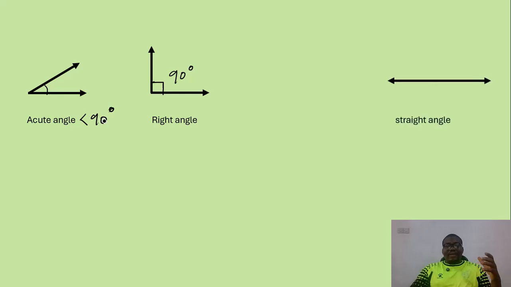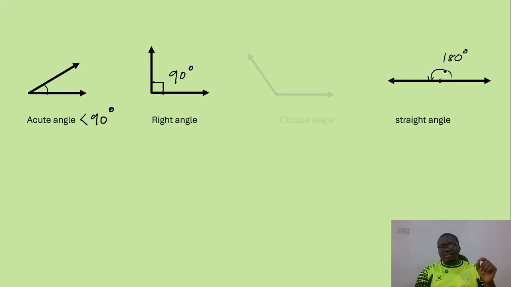Then we have another type of angle that we call the straight angle, the angle on a straight line. And just as we have mentioned earlier, the angle on a straight line is 180 degrees. So from this point to this point, the angle on this straight line is 180 degrees.